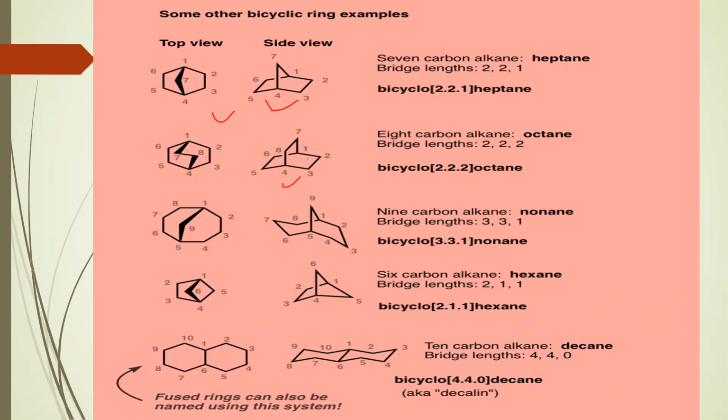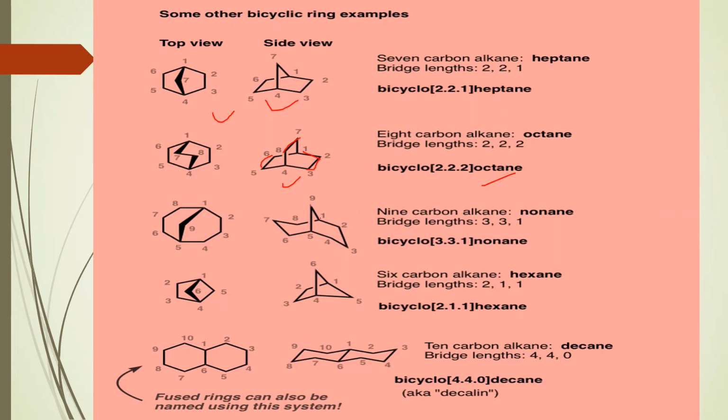In those cases, two bridge length carbon atoms are present in each bridge. Therefore, in bicyclo 2,2,2, 8 atoms are present in that group, so this is octane. Then again, where 9 carbon atoms are present, it is represented as nonane.